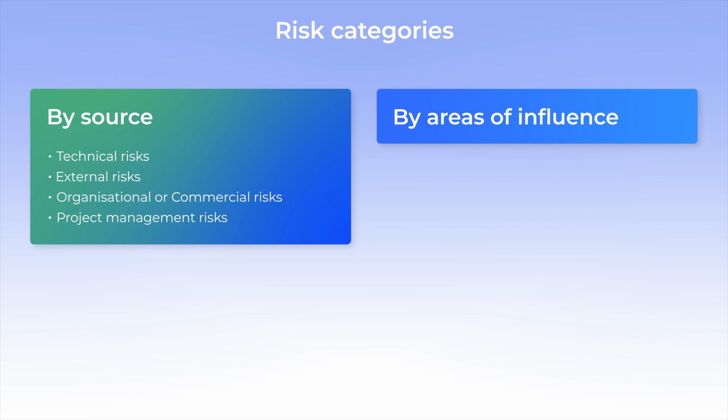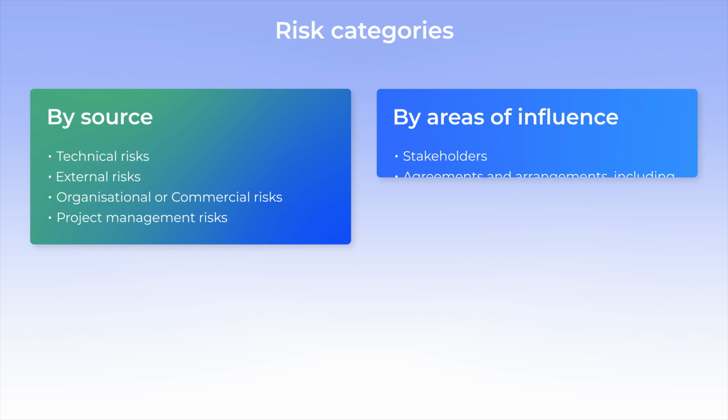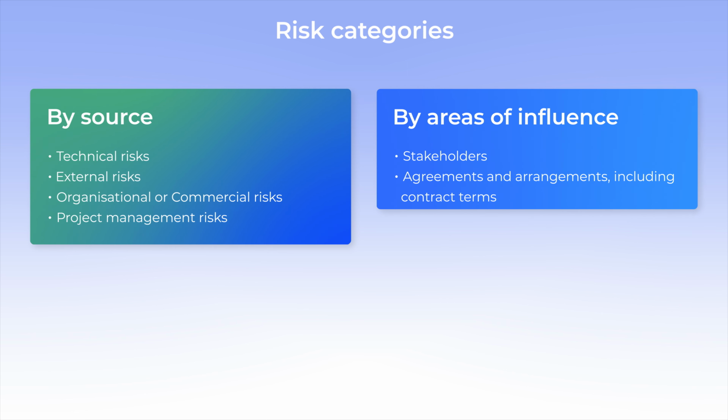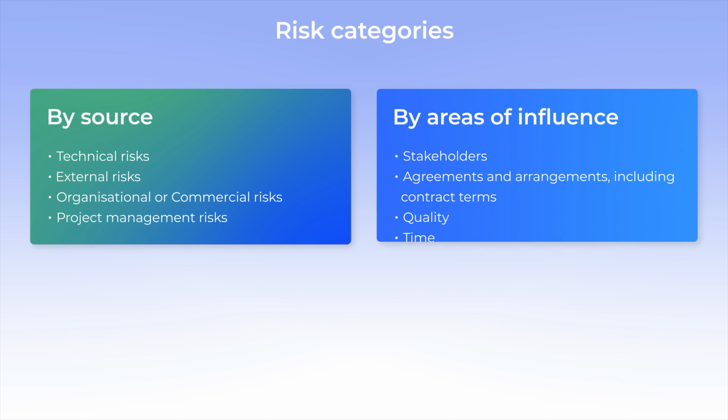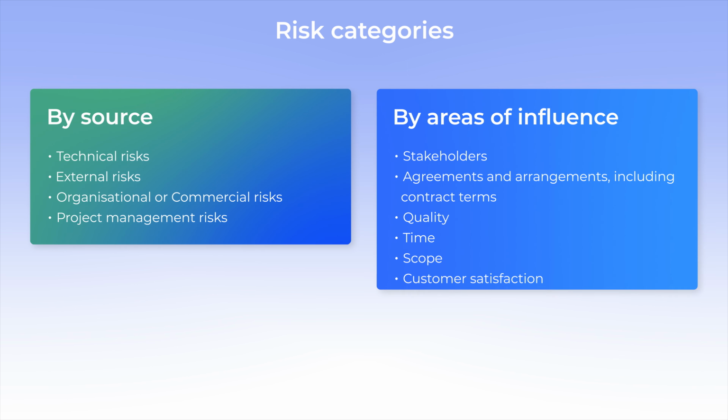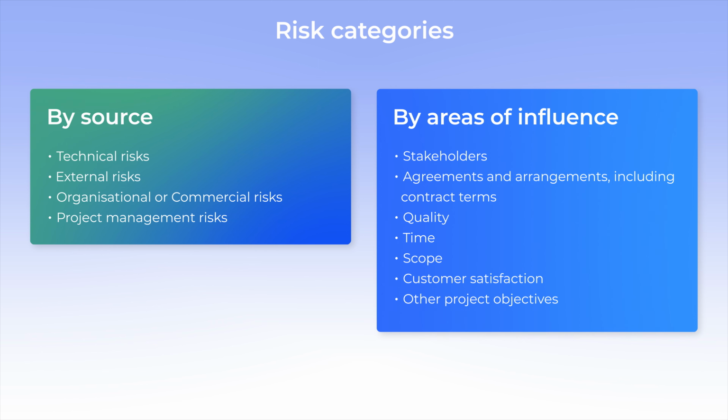The list of risk categories for area of influence comprises stakeholders, agreements and arrangements including contract terms, quality, time, scope, customer satisfaction, and other project objectives. Precise risk categorization helps to identify all potential threats and to implement effective risk responses, allowing teams to focus on the riskiest areas. It's also useful for developing generic response scenarios for risks in the same category.